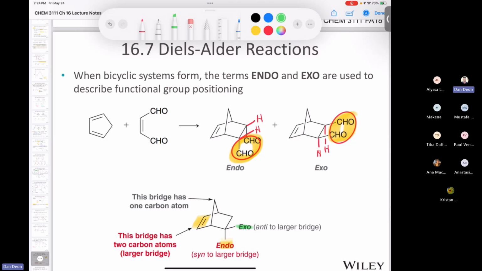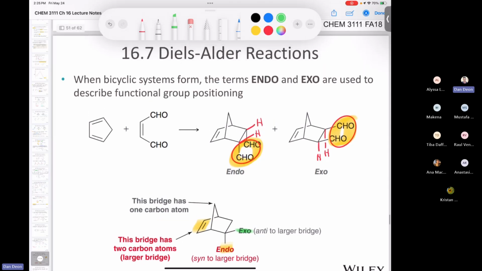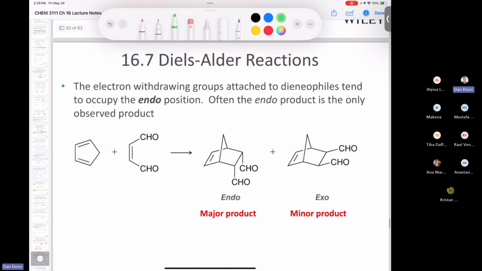Now, what you might think is, if you remember back when we talked about cyclohexane in general, in organic chemistry 1, you might think, well, the endo position, the groups are axial, and so maybe that's less preferred. But it turns out that the endo position is actually the preferred position, and I'll explain that to you.